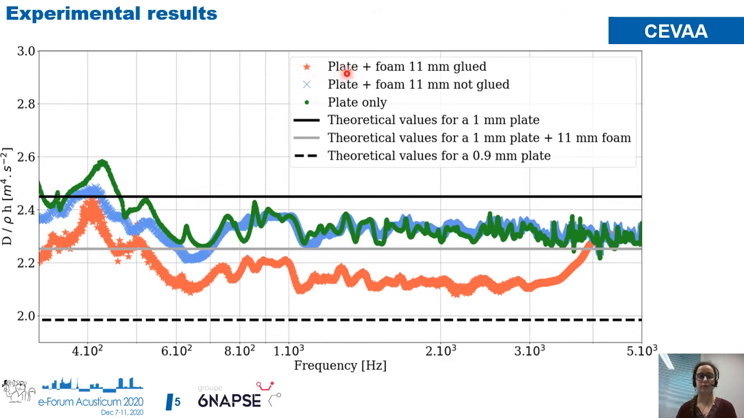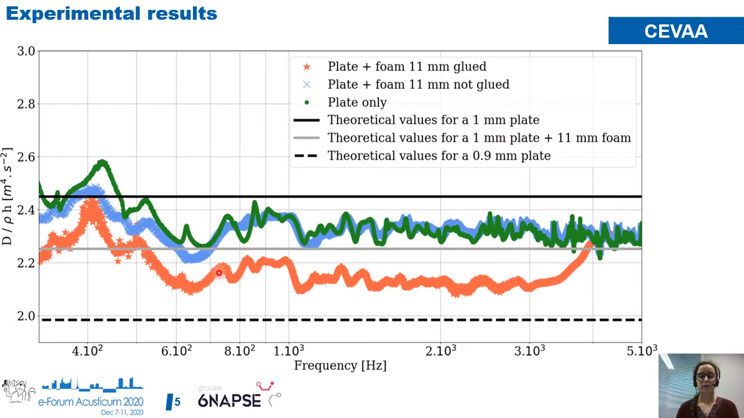The red curve corresponds to the measurement of the foam with a thickness of 11 mm glued to the steel plate. The blue curve corresponds to the same foam, but this time it is not glued to the plate. The green curve corresponds to the measurement of the plate alone. The thickness of the steel plate is not exactly equal to 1 mm, so two theoretical values of the rigidity are calculated. The dashed line is for a steel plate with a thickness of 0.9 mm, while the other one is for a thickness of 1 mm.